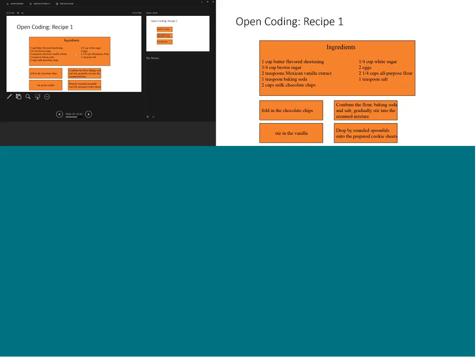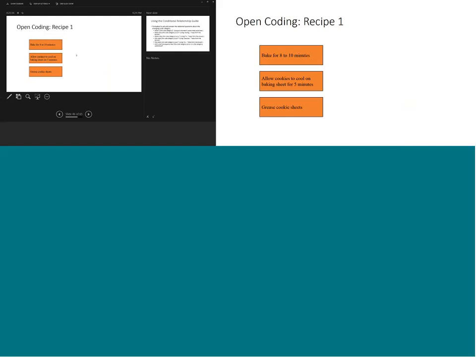Fold in the chocolate chips, stir in the vanilla, combine the flour, baking soda, salt, and gradually stir it into the creamed mixture. Drop by rounded spoonfuls onto a prepared cookie sheet. Bake for 8 to 10 minutes. Allow the cookies to cool. You see what I'm doing? I'm just breaking my interview, my data, down and horizontalizing it into different categories or different properties, different dimensions of this interview.